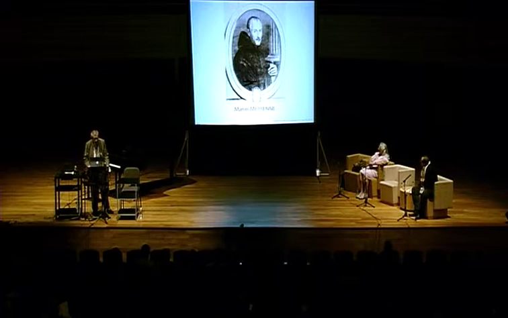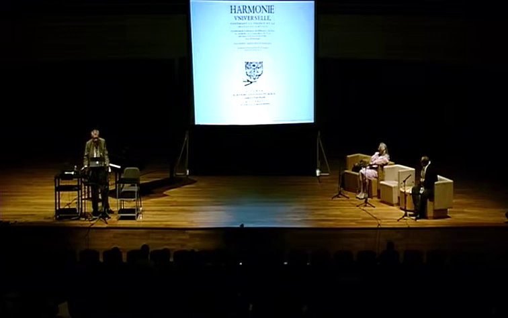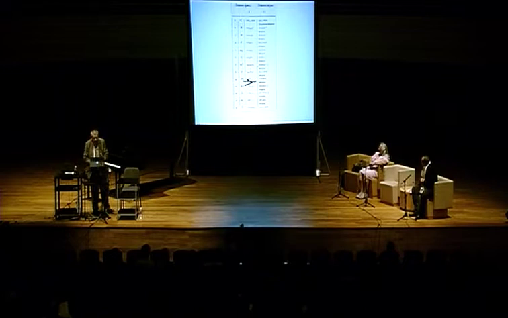And this was done in his book called Harmonie Universelle. And it's interesting to see that the subtitle of the book is Harmonie Universelle contenant la théorie et la pratique de la musique, and then où il est traité des consonances et dissonances, etc. So it's a very comprehensive book about harmony. And here you can see the Pythagorean scale compared with the other scales.